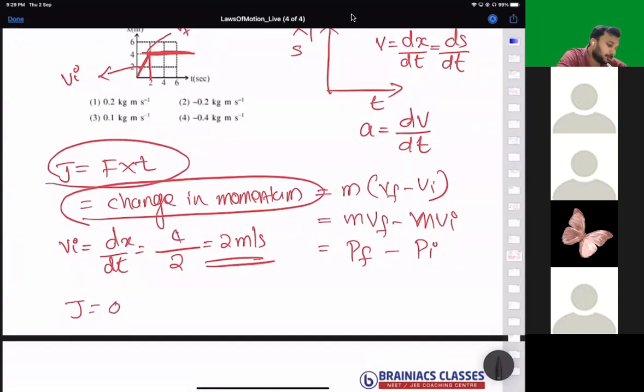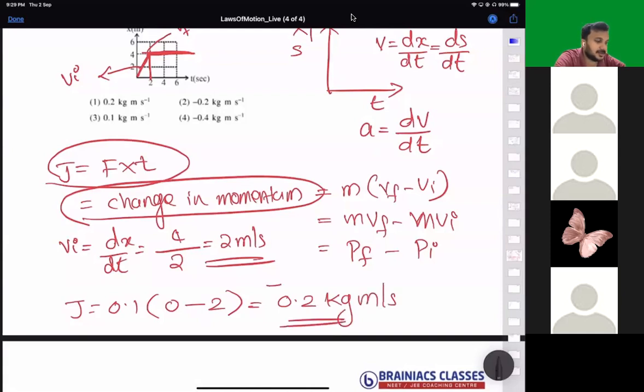Mass is equal to 0.1, final velocity is 0, initial velocity is 2. So how much will the answer be? It is 0.2. Mass into velocity, so the unit is kilogram meter per second. There is a negative sign, so it is minus 0.2 kilogram meter per second.